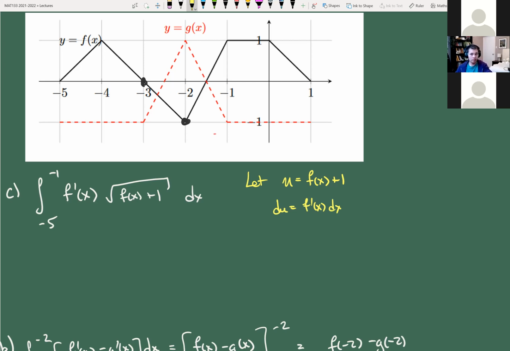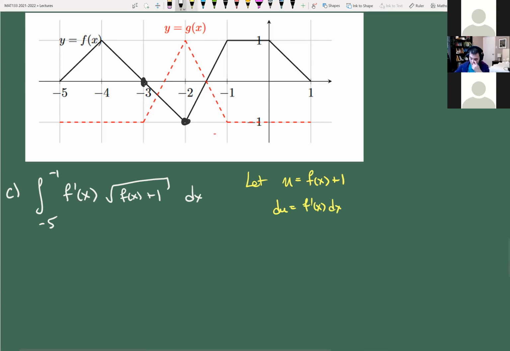Now remember, technically when you do a substitution, we have to change the bounds of integration as well. This might be a good one to not just change everything back to x's when you're done. But if you wanted to do it with changing the bounds, what would you do? We need to figure out what u of -5 is. That's f of -5 plus 1. F of -5 is 0, so that's just 1. And then u of -1 is f of -1 plus 1. F of -1 is 1, so this is 2. Does everyone see how I got those numbers?